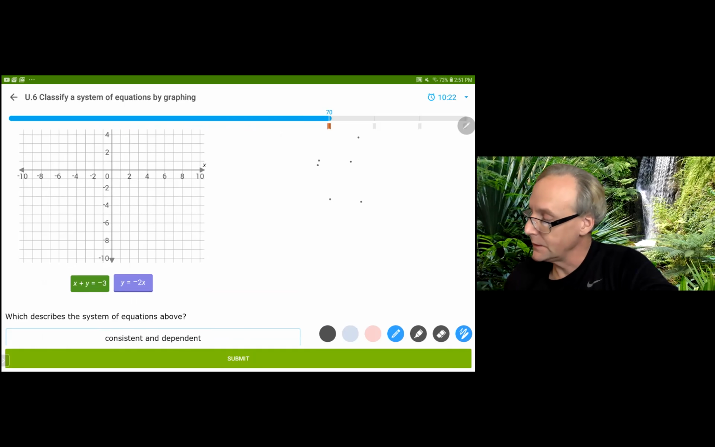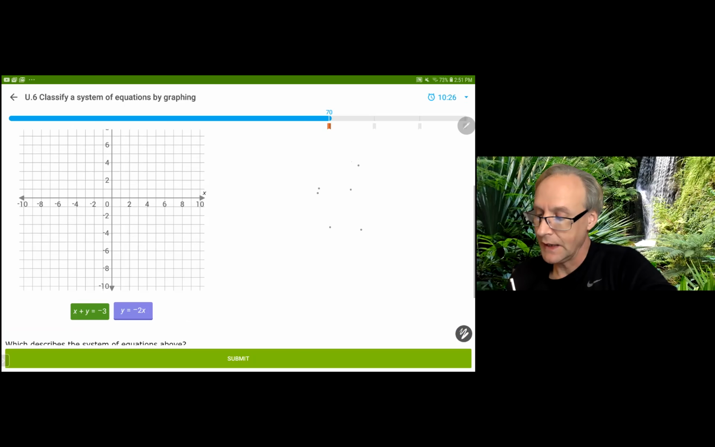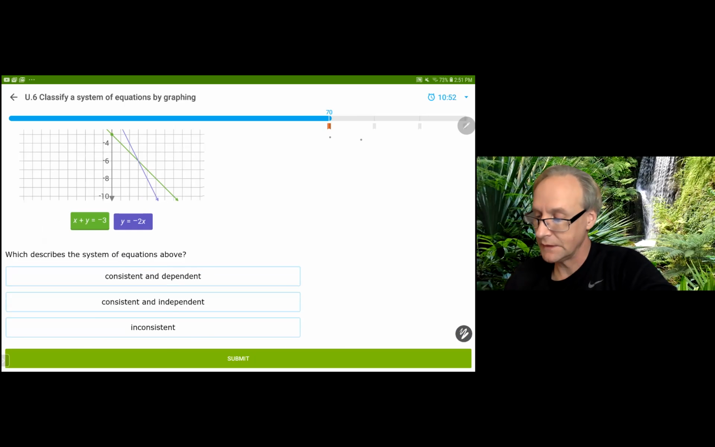Let's go ahead and go down here and get rid of this. So I'll graph the green one first. And if I want a solution, I can go with 0, -3, just right there. And I can go with -3, 0. That will add up to -3, as will any of the points I put on there. Now y equals -2x goes through 0, 0, and has a slope of -2. And our solution is 3, -6. There it is. It is consistent and independent.